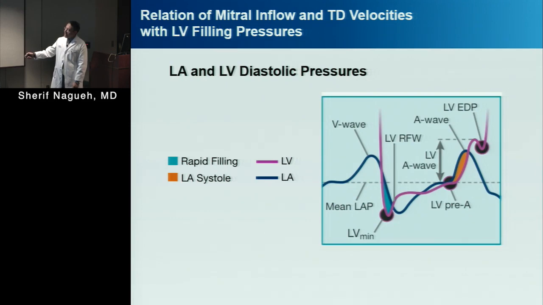The last pressure we have before the atrial contraction is called the pre-A pressure. It's that horizontal line. And then the atrium contracts, sends some blood into the ventricle, and we end up with the end diastolic pressure. The pressure that is very close to the left atrial pressure, the mean left atrial pressure, is that pre-A pressure.